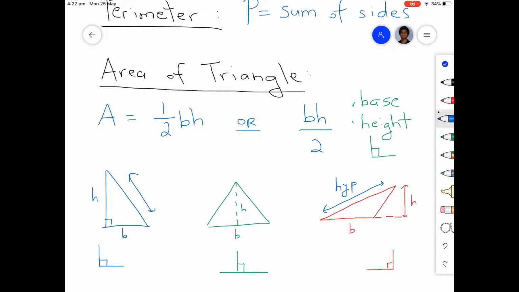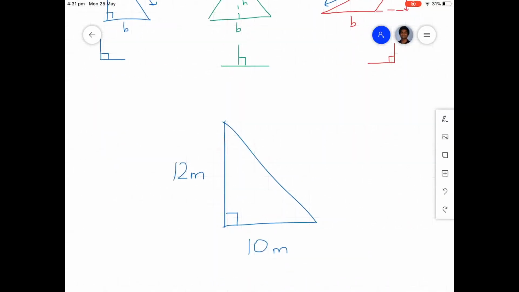Now I'd like to explain how we reach this formula, why we actually multiply the base and the height, and then divide by 2. The reason why we divide by 2 is because each of these three triangles here, and any triangle, is exactly half of a quadrilateral, or a four-sided shape. So it could be half a rectangle, half a square, or half a parallelogram. Okay, so looking at this triangle here.